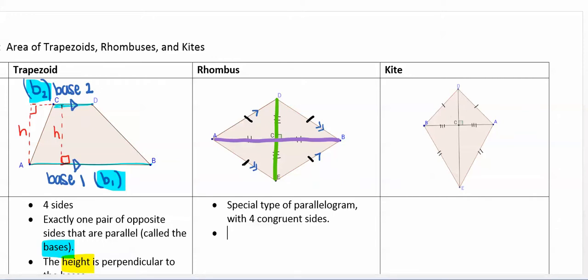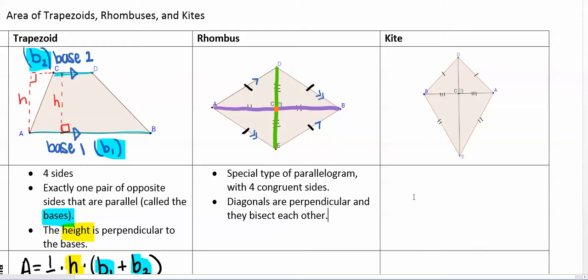Okay, so you can see there that the diagonals are perpendicular, so they come together at a right angle, and they also see that C is a midpoint. C right here is the midpoint of this segment, and it's this mid segment. So what we say is the diagonals are perpendicular and they bisect each other, which means they cut each other in half. Okay, so those are some characteristics of a rhombus.